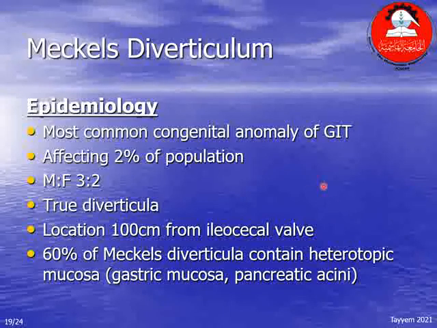Meckel's diverticulum is probably the most common congenital anomaly of the GI tract, affecting 2% of the population. It has a ratio of 3:2 in males. It is a true diverticulum and is usually located about 2 feet from the ileocecal valve. 60% of Meckel's diverticula contain heterotopic mucosa, either gastric or pancreatic tissue.